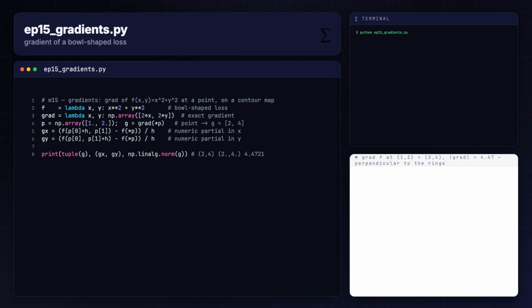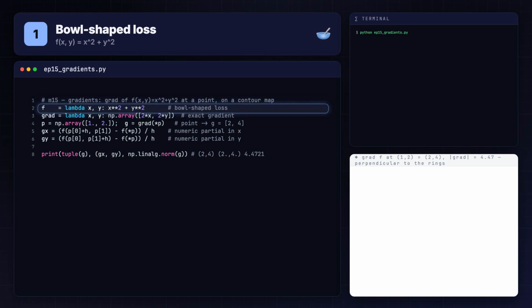Here's the whole thing in one file. We take a bowl-shaped loss in two variables, compute its gradient at a point, and show it points straight up the steepest slope on a contour map. We define f(x, y) = x squared plus y squared, a perfect bowl.